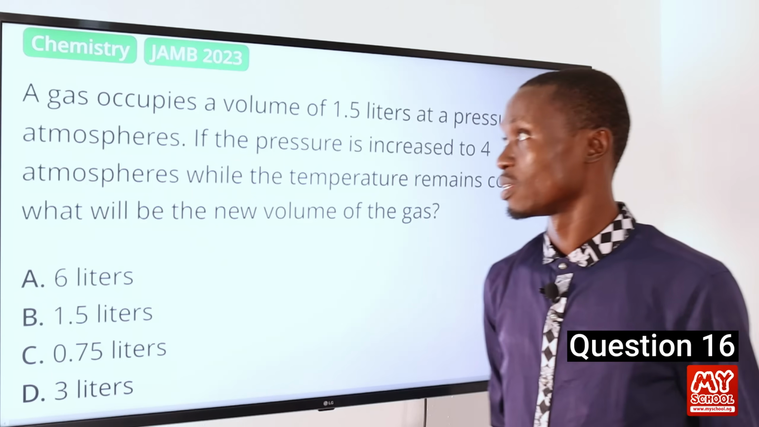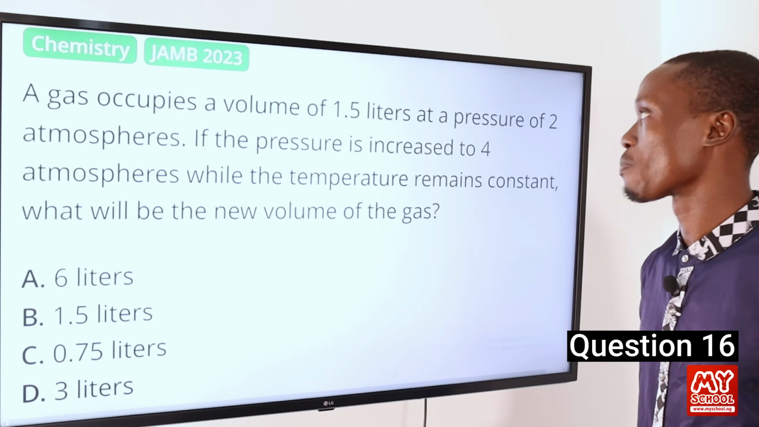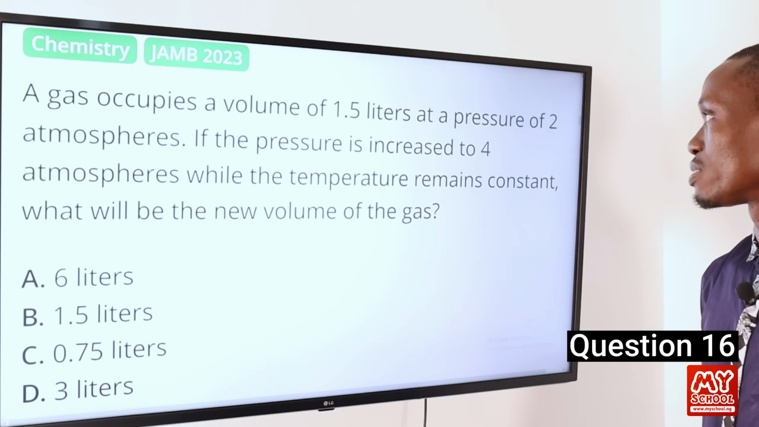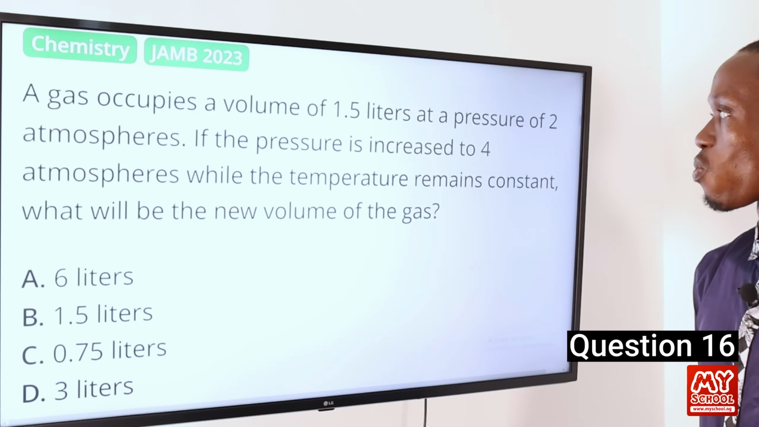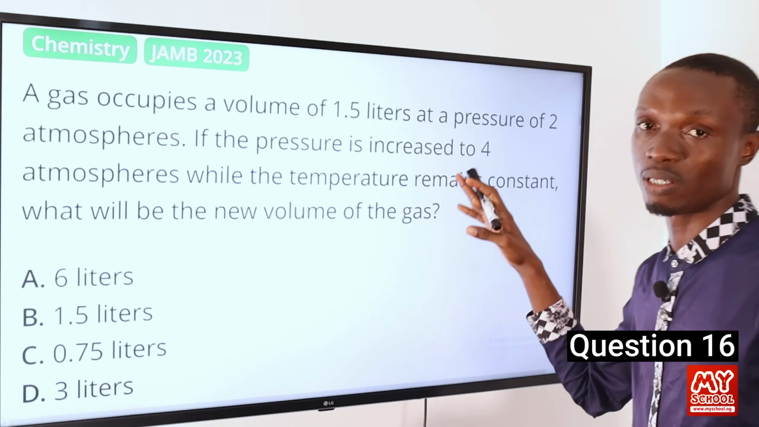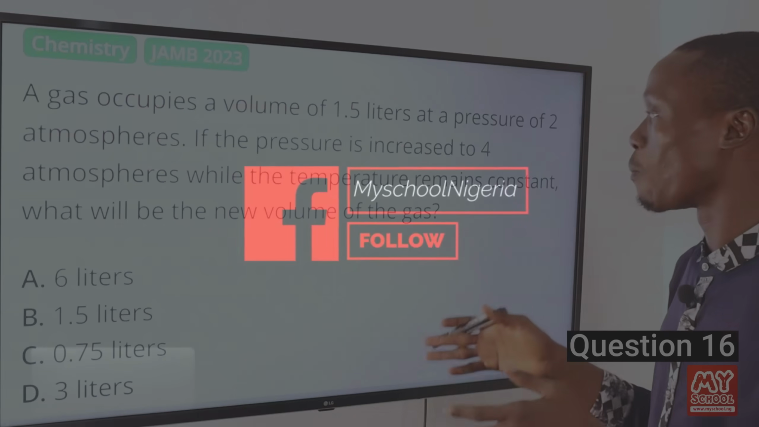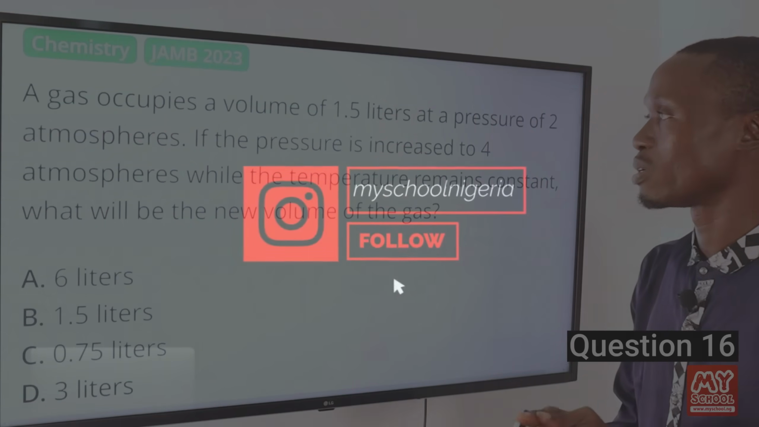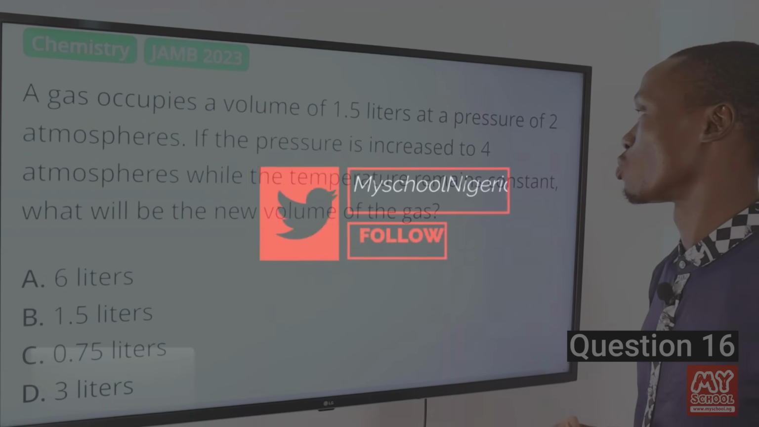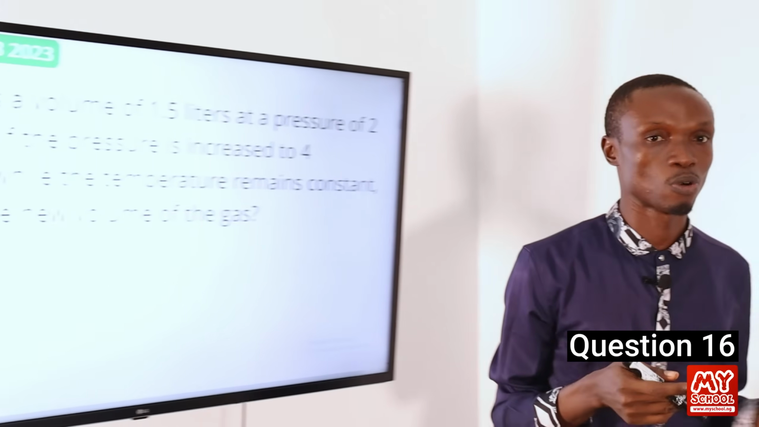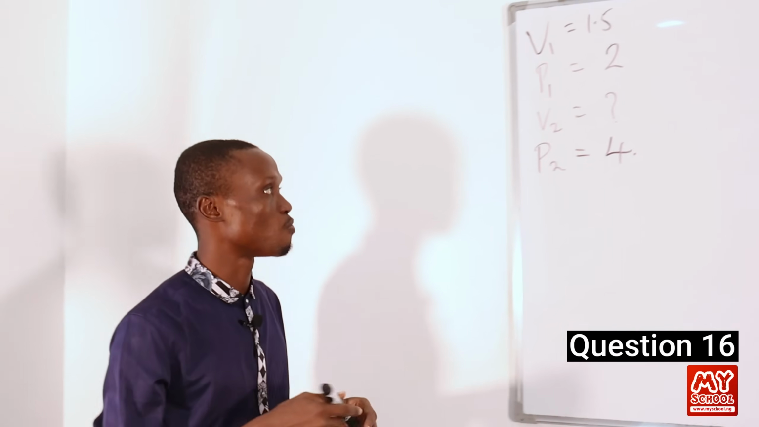Question 16. A gas occupies a volume of 1.5 liters at a pressure of 2 atmospheres. If the pressure is increased to 4 atmospheres while the temperature remains constant, what will be the new volume of the gas? This question is typical of Boyle's law. Boyle's law states that at constant temperature, pressure is inversely proportional to the volume of a given mass of gas. Let's move over to the board to calculate the new volume.